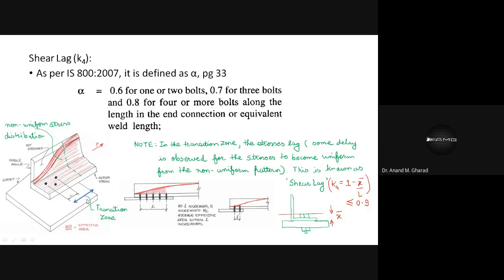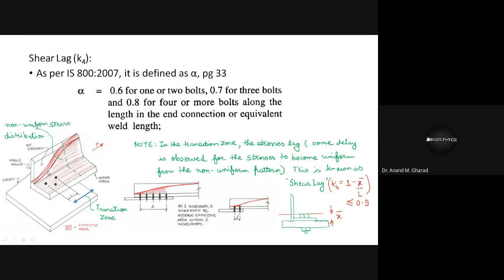This is known as the transition zone, you can say. Why? Because in the transition zone, these stresses lag. That is, some delay is observed for the stress to become uniform from the non-uniform pattern. Okay?